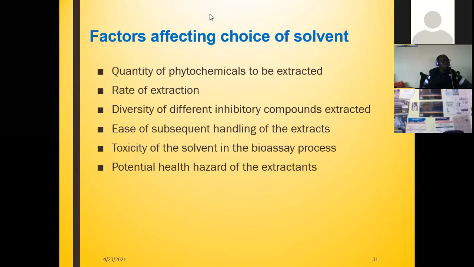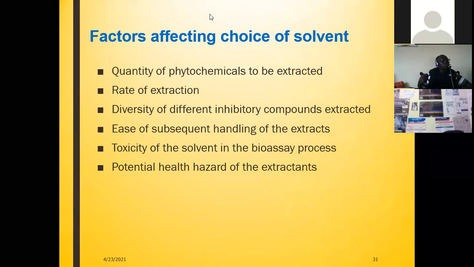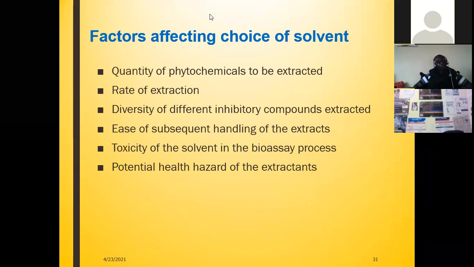Then toxicity of the solvent in the bioassay process. In case you are going to use microbial analysis, then you need to choose a solvent that is not going to be toxic to your microbes when you'll be doing your analysis. Again, potential health hazard of the extractants is also important.